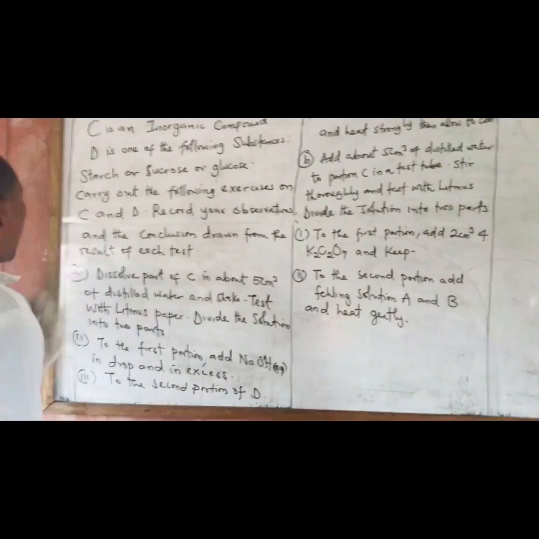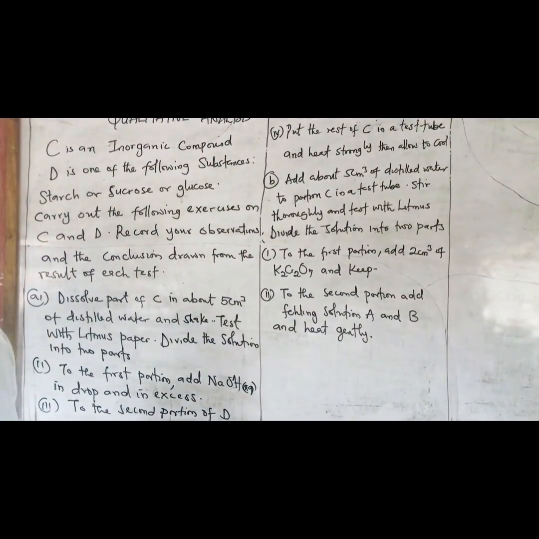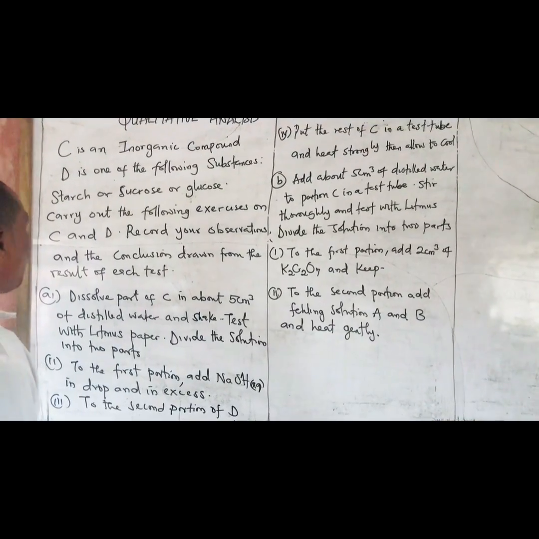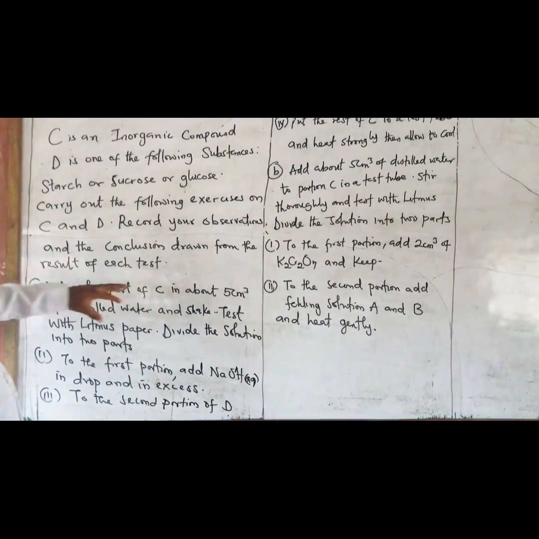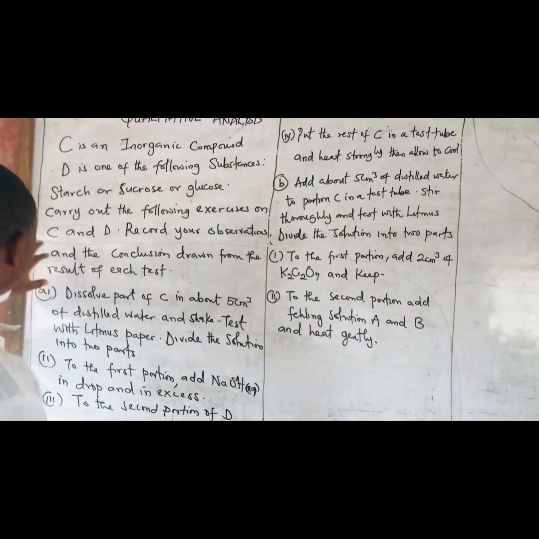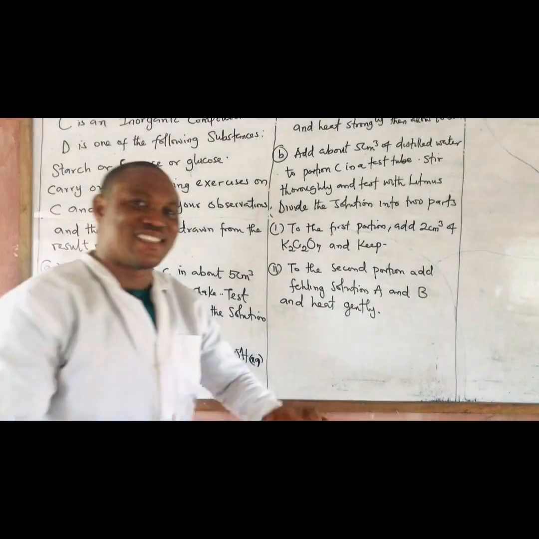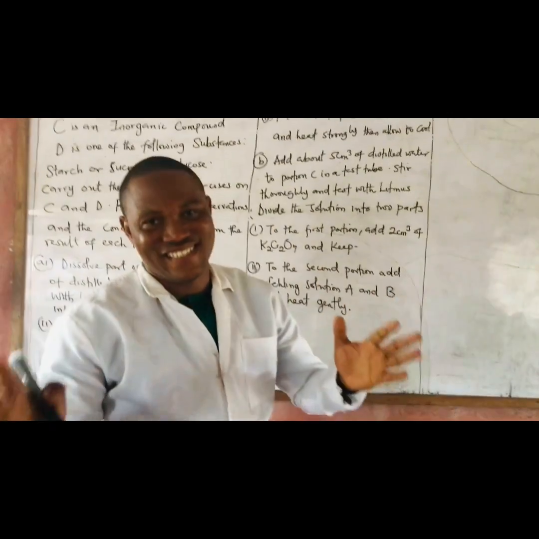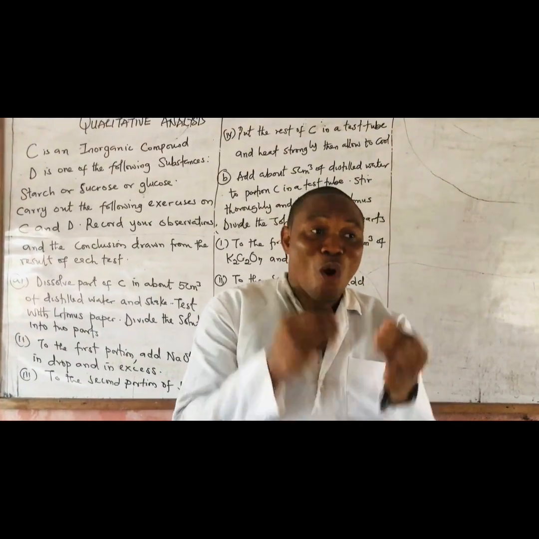C is an inorganic compound. D is one of the following substances: starch or sucrose or glucose. Carry out the following exercises on C and D. Record the observations and the conclusion drawn from the result of each test. And you know why I love qualitative analysis? These are things we are going to see. You are going to see these things yourself, and you will be recording what you have seen.